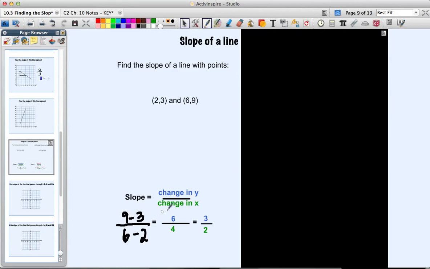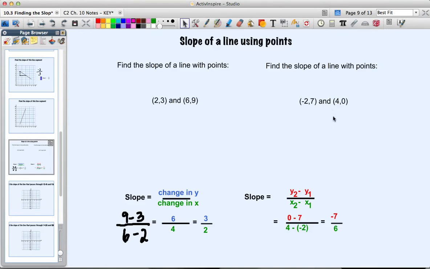So in this case, 9 minus 3 gave us 6. 6 minus 2 gave us 4. So we have a slope of 3/2. You never want to change this to a mixed number. You only change it if it's improper, if it's going to give you a whole number. Otherwise, it doesn't tell you what the slope is, it just tells you a fraction, and we're not working with fractions here.